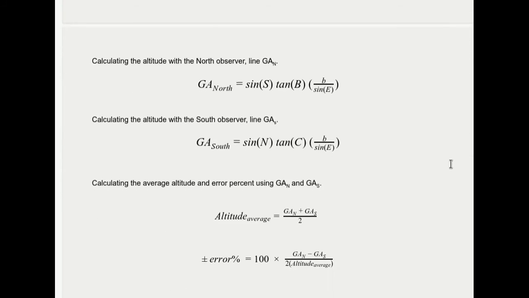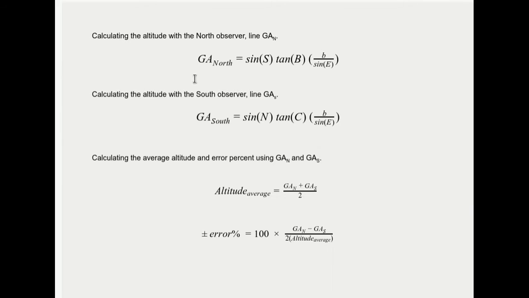Let's look at the formulas. So copy these down. Whenever we say GA, we mean the line connecting G to A. I could also put altitude there. So we will have two different calculations possible, one from the north observer and one from the south observer. To calculate the altitude from the north observer, the line between G and A is equal to the sine of the azimuth measured by the south observer times the tangent of the elevation angle measured by the north observer times the baseline length, which is also divided by sine of E, or the east angle.